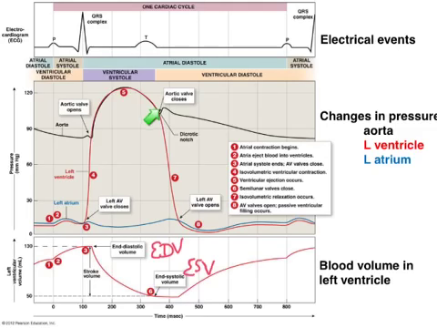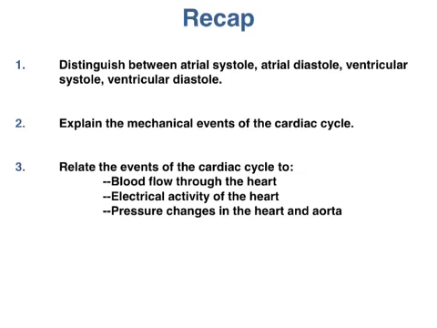So this is a complicated graph. There's a lot going on here, but if you break it down, take it piece by piece, and see how those pieces relate to each other, it's not nearly so intimidating. After studying this video, you should be able to distinguish between the different forms of systole and diastole. You should be able to explain what's happening in the heart during the cardiac cycle and relate these events to blood flow through the heart, the electrical activity of the heart, by which I mean the EKG, and pressure changes in both hearts, atria and ventricles, and the aorta.